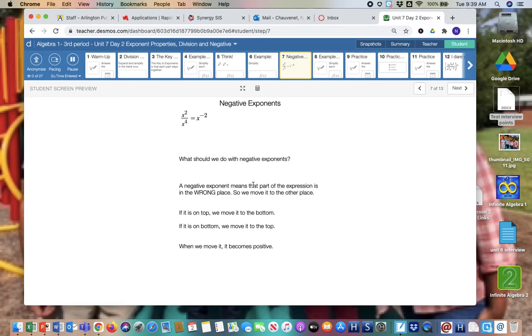The negative exponent means that the part of the expression is in the wrong place. So we move it to the other place. If it's on the top, we move it to the bottom. If it's on the bottom, we move it to the top. When we move it, it becomes positive. So right now, this is in the top because it's like over 1.